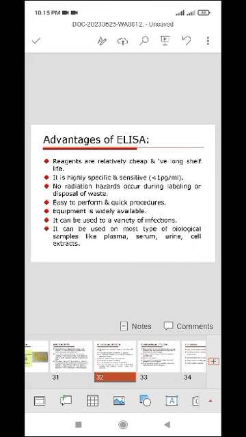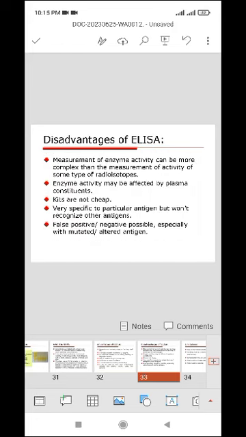Now there are certain advantages of ELISA. Reagents are relatively cheap and have a long shelf life. It is highly specific and sensitive. No radiation hazards occur during labeling or disposal of waste. It is easy to perform and a quick procedure. Equipment is widely available. It can be used for a variety of infections. It can be used on most types of biological samples like plasma, serum, urine, cell extract, etc.